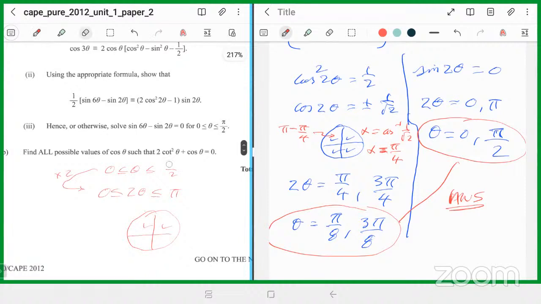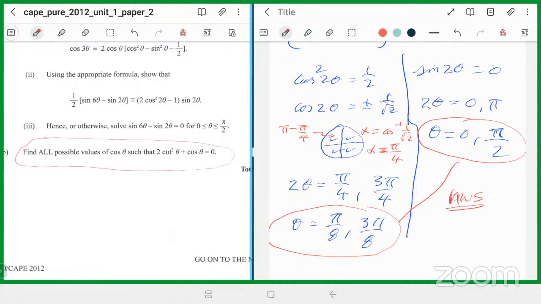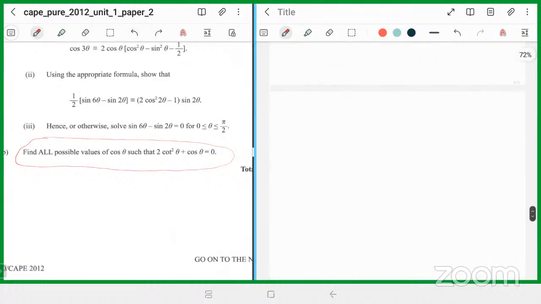All right, let's look at this one now. This one says, find all the possible values of cos theta. All right, let's look at it. So we're given this thing to solve now, which is 2 cot squared theta plus cos theta equals 0. That's what we're given to solve.